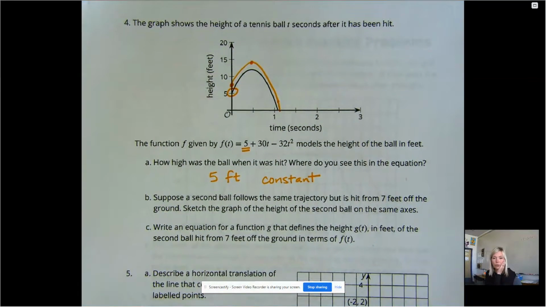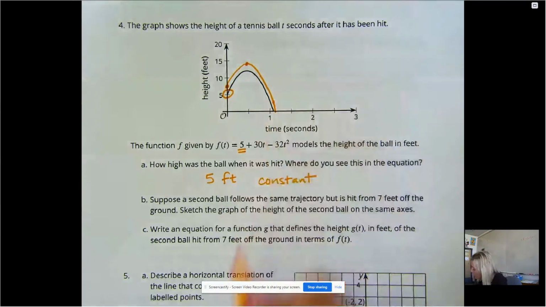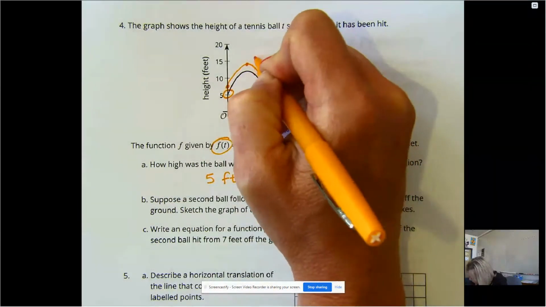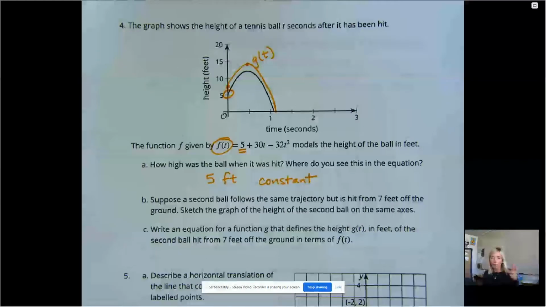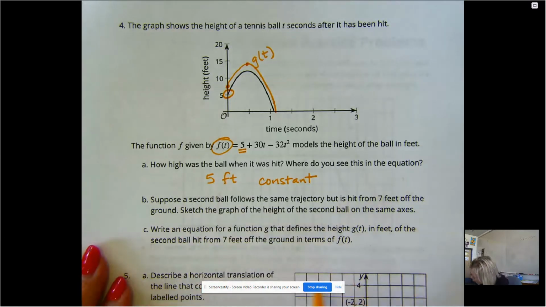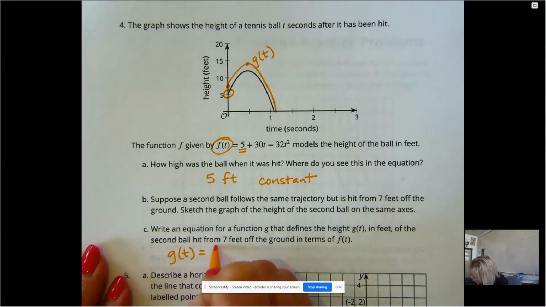Okay, write an equation for function g that defines the height g of t in feet of the second ball hit from 7 feet off the ground in terms of f of t. So the original function is f of t, and so our new function is g of t, and it's an output change of plus 2, right? It started from 2 feet higher, so everything is shifted up 2. So we can say then that g of t equals f of t, the original function, plus 2.